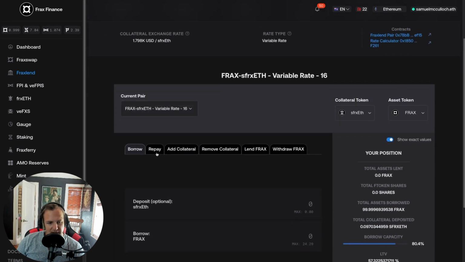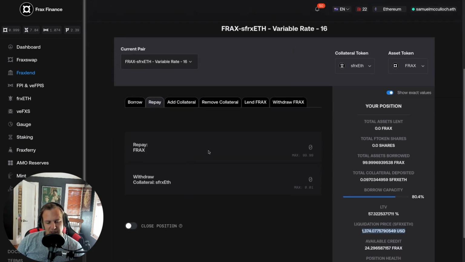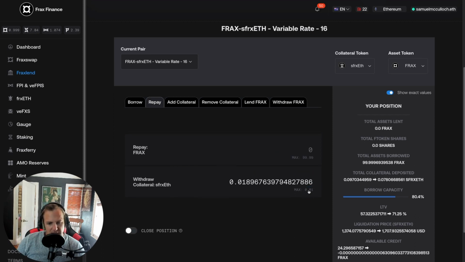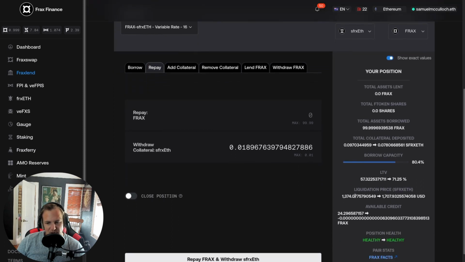So what I can do next is say I've taken my loan, done what I need to do, and I want to repay some of this Frax. On the next tab, the repay tab, there's a couple of things I can do. I can repay the entirety of the debt, and this looks like a lot of numbers. Or I can withdraw, and I can also withdraw the collateral. But if I don't repay it, let me just close this. If I wanted to pull out my sfrxETH at the moment, I can only pull out 0.01. And that would bring my liquidation price up to 1707, which at the moment is only about $50 away from where the current price is. And that's not that great. So I don't want to do that.